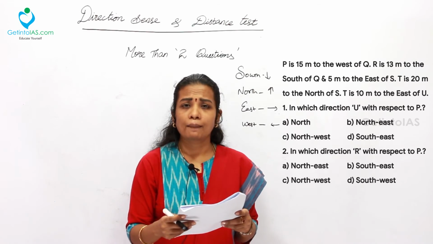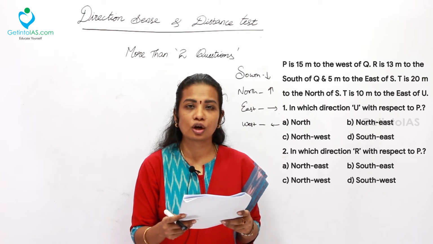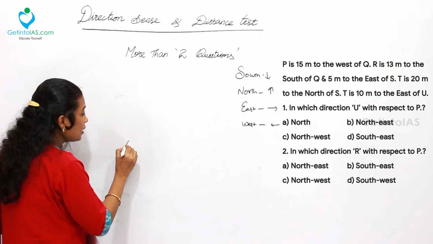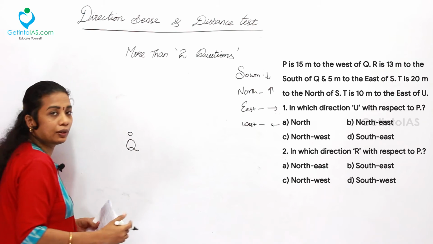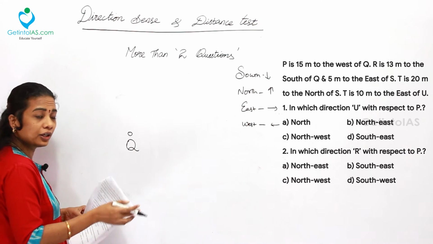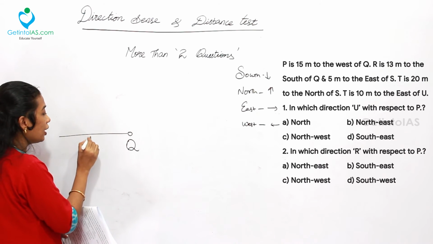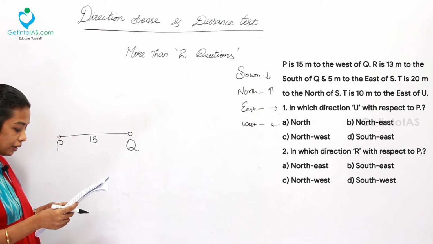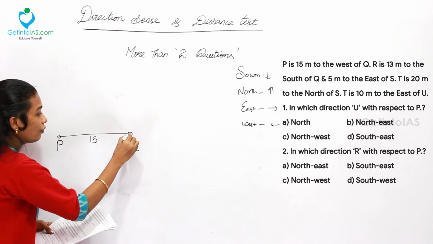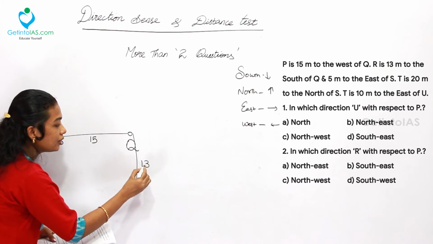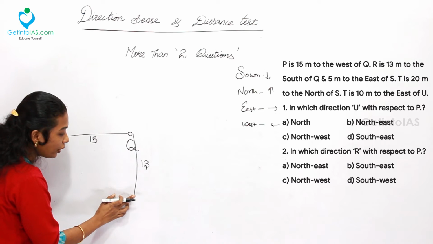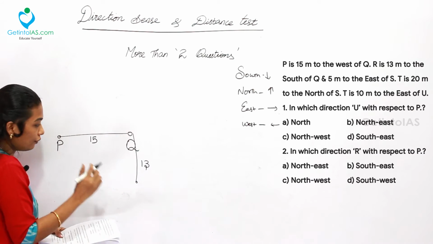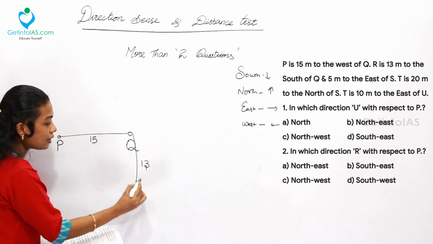The next question. P is 15 meter to the west of Q. Let's start from this. P is 15 meter to the west of Q. Let's mark Q first at any point. So 15 meter to the west is where P is located. R is 30 meter to the south of Q. From the Q at the distance of 13 meter, R is located. So let's reduce the 13, it must be a little lesser than 15. So I am marking here, this is R.